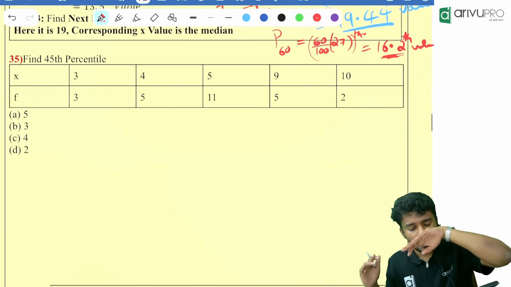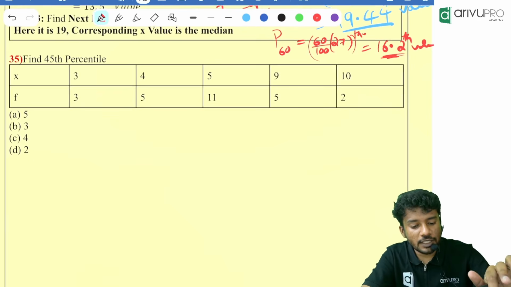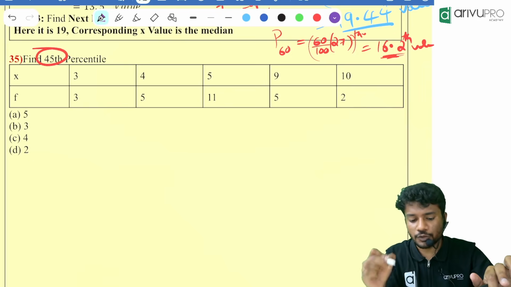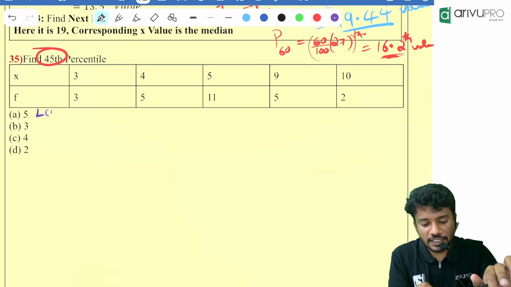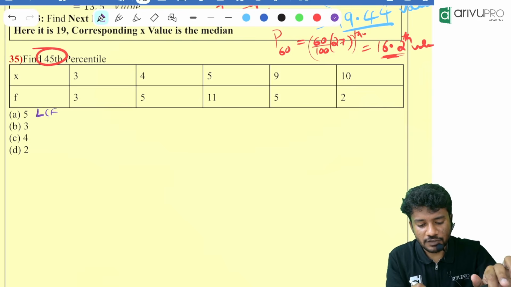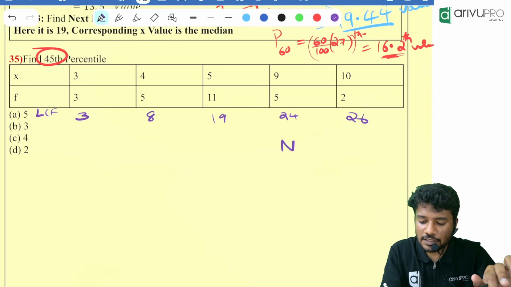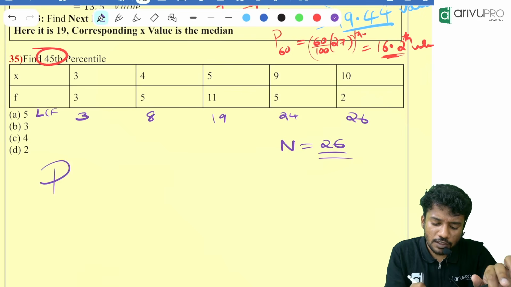They are asking for the 45th percentile. How to get it? First, find the less than cumulative frequency. The first value is 3. 3 plus 5 is 8. 8 plus 11 is 19. 19 plus 5 is 24. 24 plus 2 is 26. So N is equal to 26.